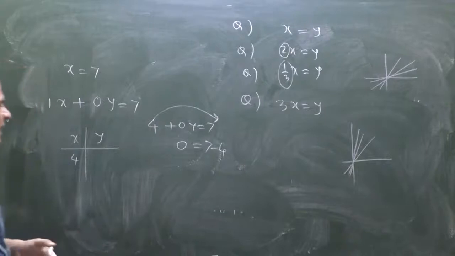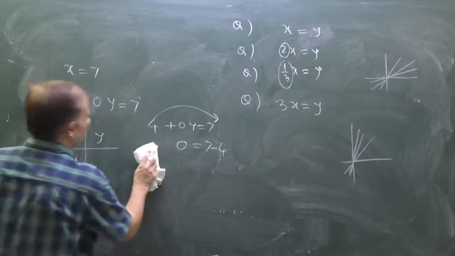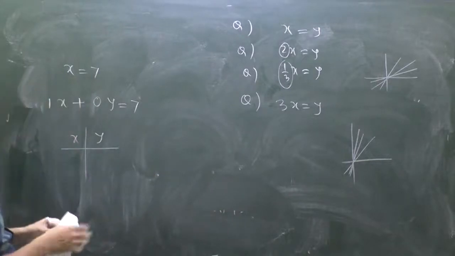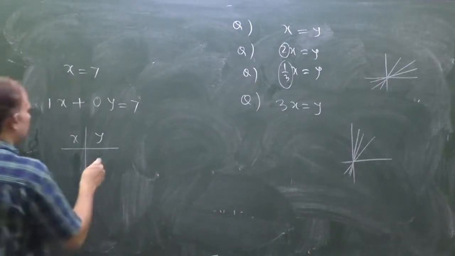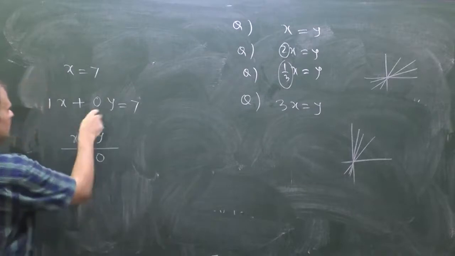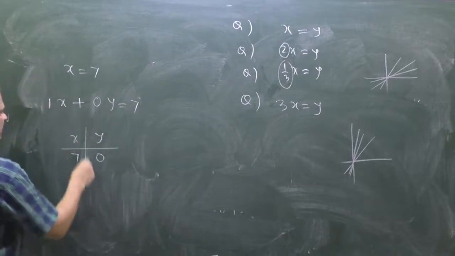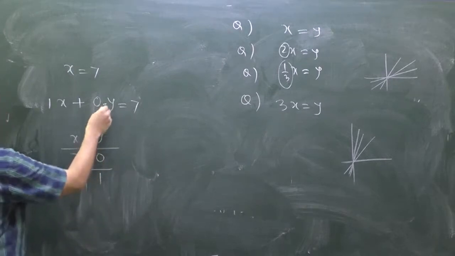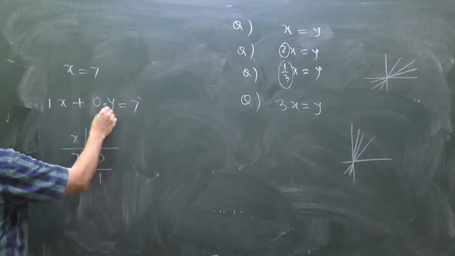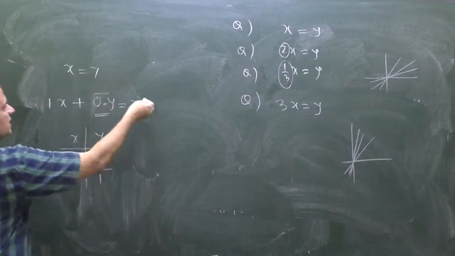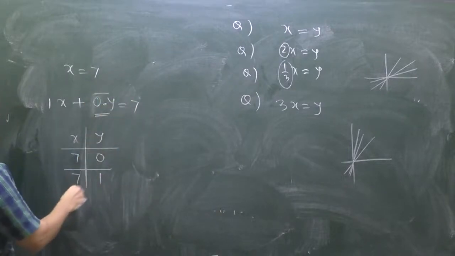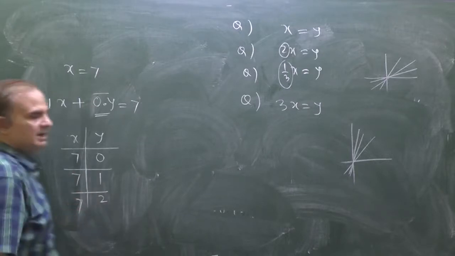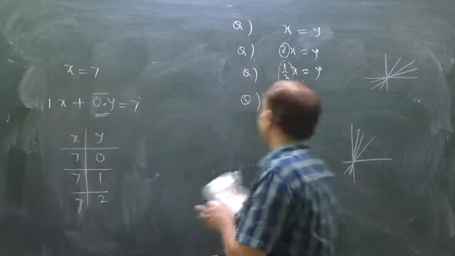So you cannot find the value of y. So here what you will have to do now, you will have to put a value of y. Suppose if you put y is equal to 0, x is 7. If you put y is equal to 1, 1 into 0 is what? 0. And if it is 0, no need to transfer it on the right side. Again, x is 7. If you put y is equal to 2, x is what? 7. Let us try to draw this.